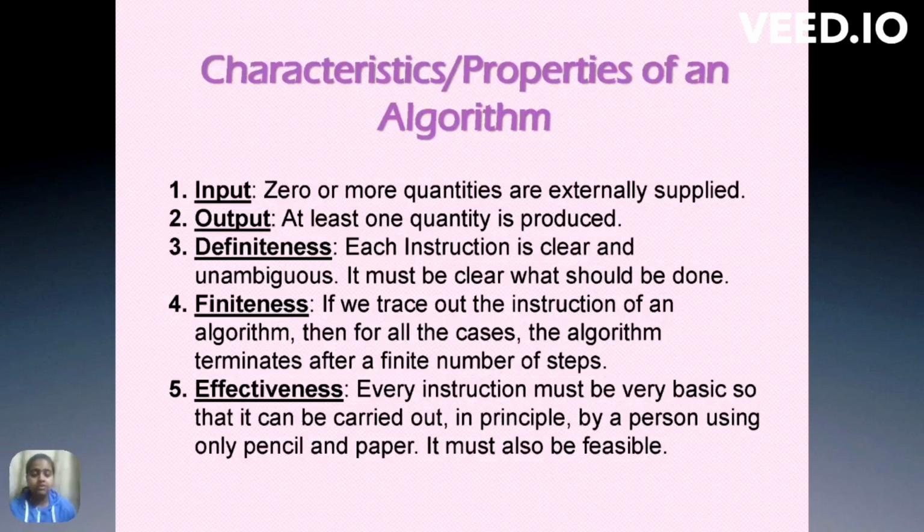Characteristics or properties of an algorithm. Input. Zero or more quantities are externally supplied as input. Output. At least one quantity is produced as an output. Definiteness. Each instruction is clear and unambiguous. It must be clear what should be done. Finiteness. If we trace out the instruction of an algorithm, then for all the cases the algorithm terminates after a finite number of steps. Effectiveness. Every instruction must be very basic so that it can be carried out in principle by a person using only pencil and paper. It must also be feasible.